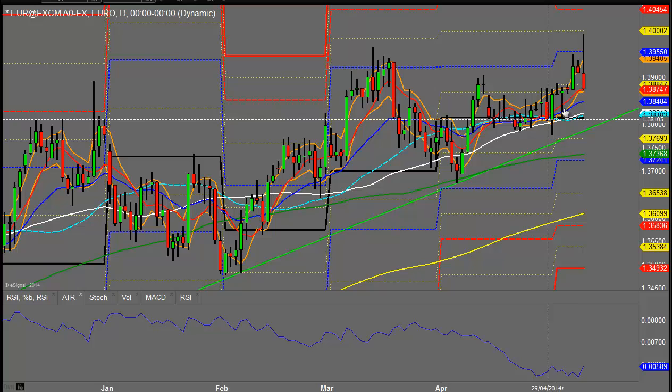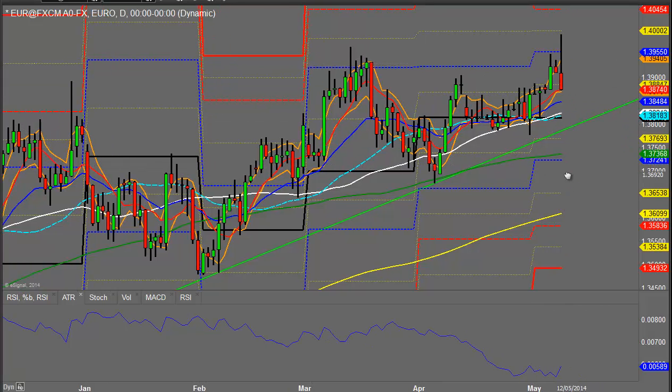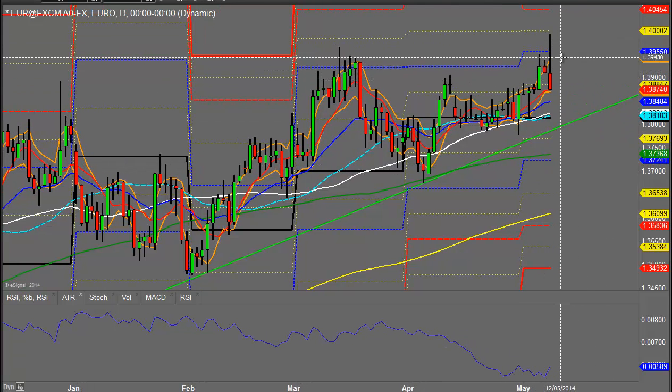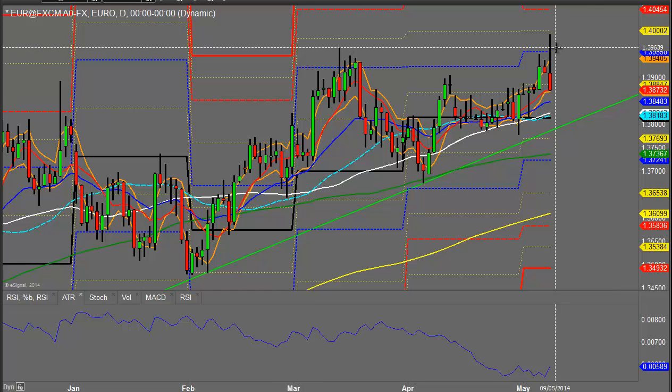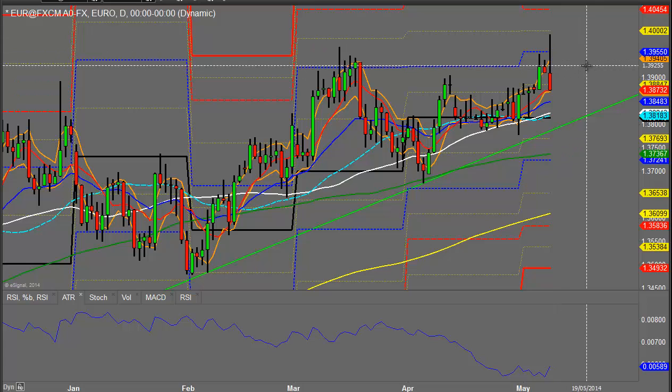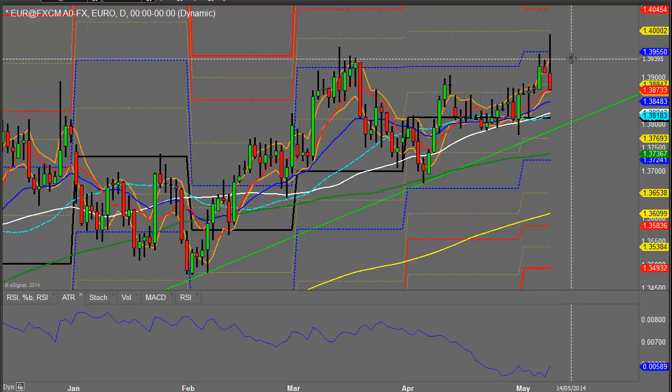Now, funny old thing in the euro. We just had the ECB press conference. Obviously, there was no change to the detail in terms of keeping the rates as they are and not taking any further measures as of yet, but there was quite a strong threat that they will.